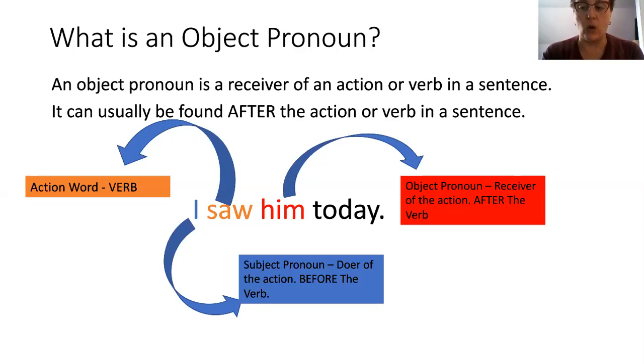It happens before the verb, and I is the doer of the action in the sentence. Saw is the verb. That is what is happening in the sentence. That's the action. And him would be the object pronoun. It is the receiver of the action, and it occurs after the verb saw.